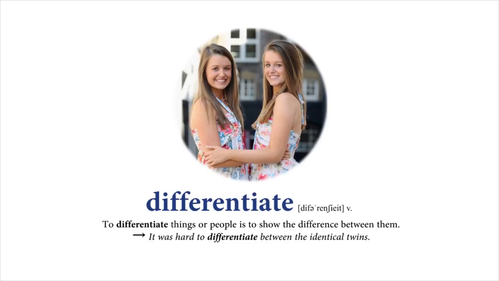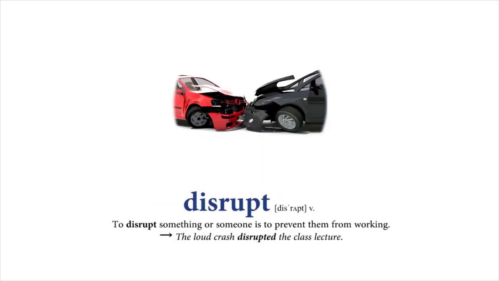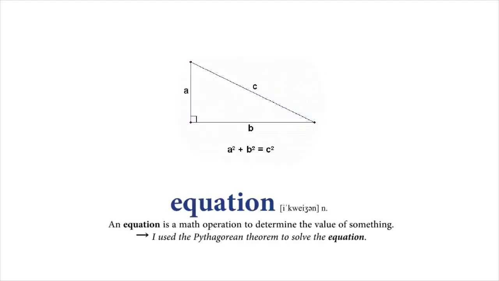Differentiate. To differentiate things or people is to show the difference between them. It was hard to differentiate between the identical twins. Disrupt. To disrupt something or someone is to prevent them from working. The loud crash disrupted the class lecture. Equation. An equation is a math operation to determine the value of something. I used the Pythagorean theorem to solve the equation.